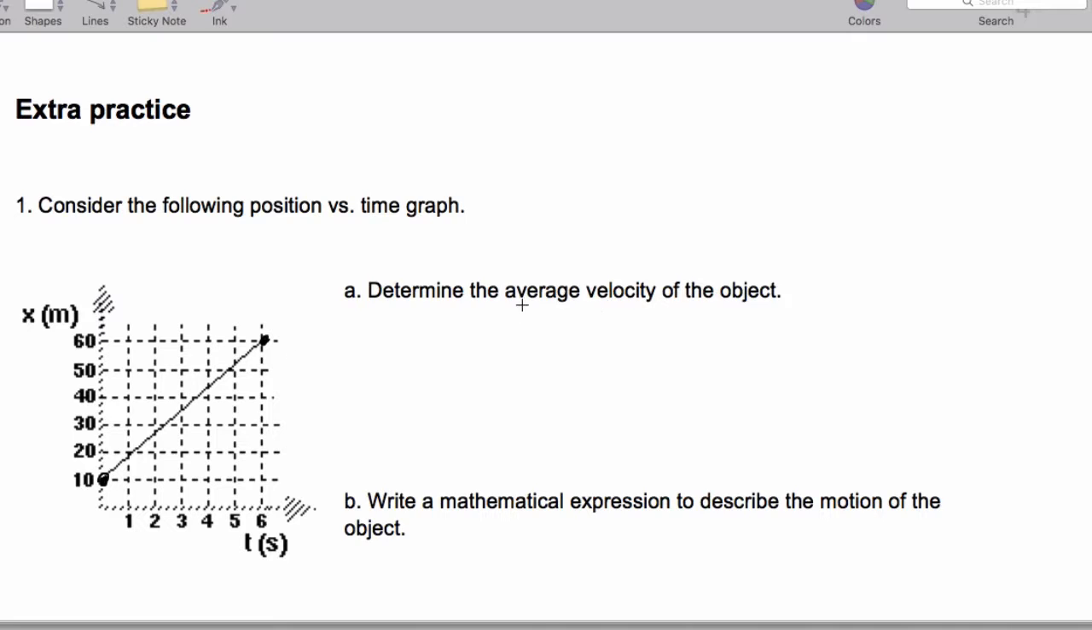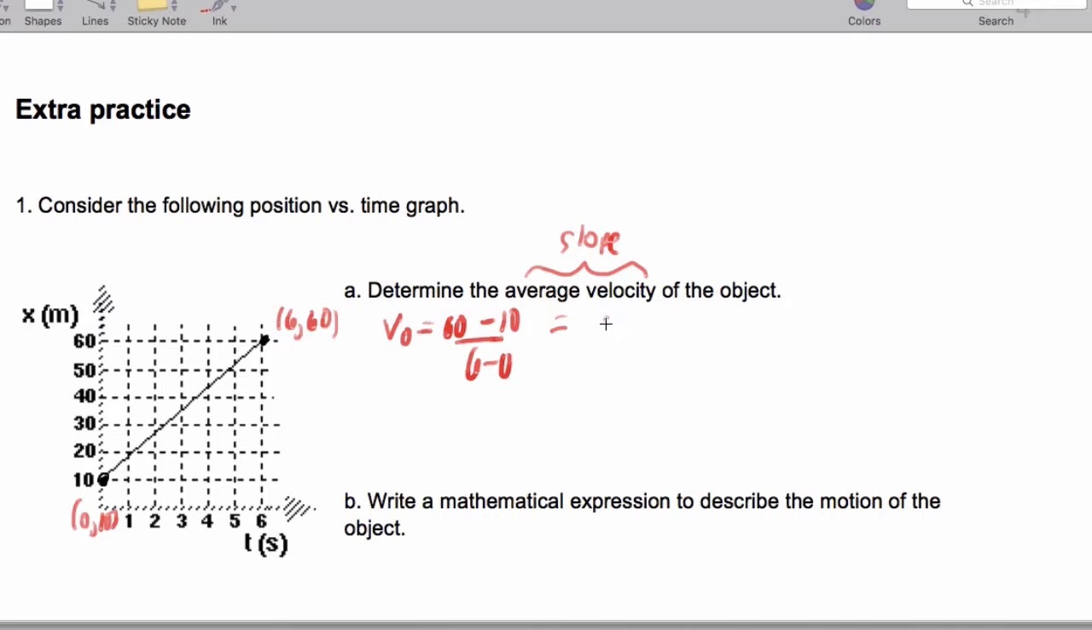So to get the average velocity, again, this is the slope. Let's go ahead and get it. The coordinate here is 6, 60. The coordinate here is 0, 10. Remember, don't count squares. Actually read off coordinates. So the slope is going to be 60 minus 10 over 6 minus 0. Is that right?